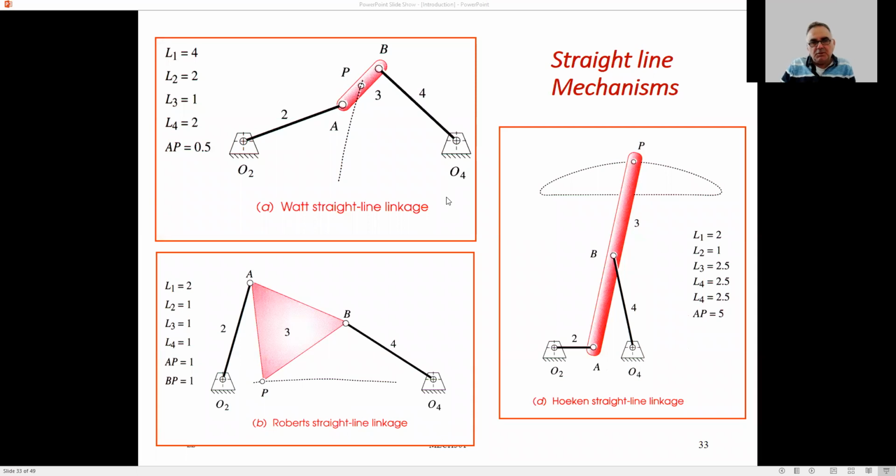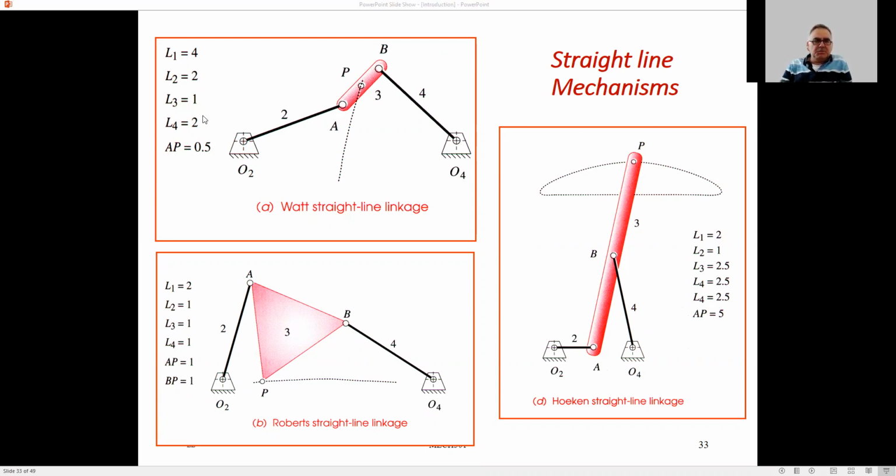What is the AP value? Ahmed asks, what is the AP value? What does that mean? Which mechanism are we talking about? On the slide we are looking at. Well, okay, that's what we need.